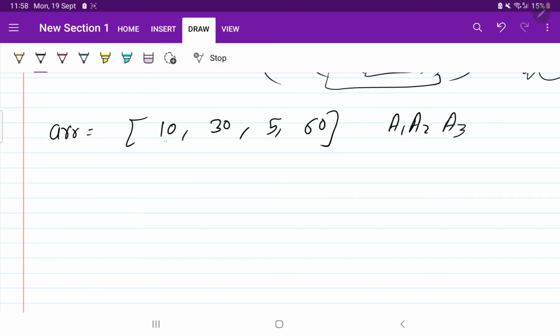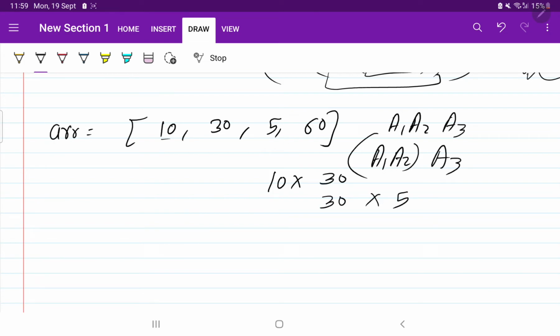Only 3 matrices are possible. I told you now 4 are there, so the matrices are going to be 3. Suppose you perform A1 and A2 together, then A3. How are you going to find the cost? A1 will be 10 into 30, A2 will be 30 into 5.